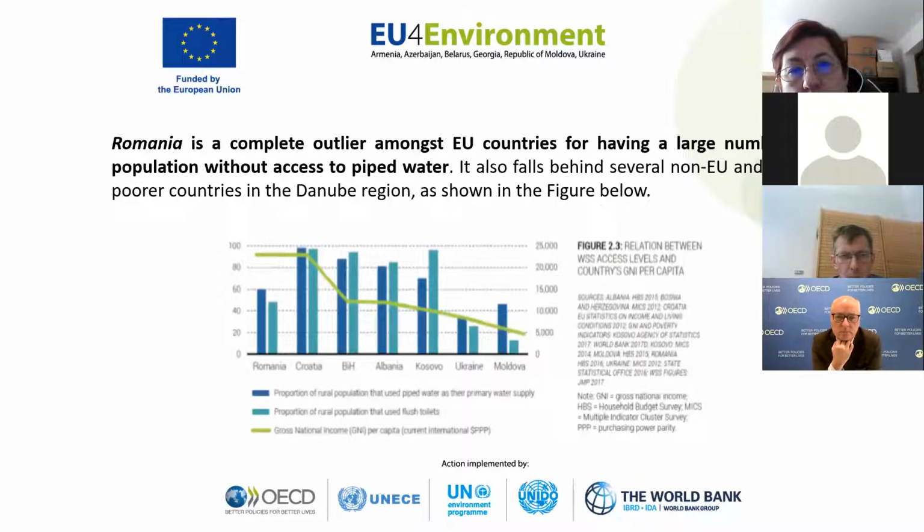And if we compare Romania to other countries in the region, we can see also that Croatia, Bosnia-Herzegovina, Albania, Kosovo, they are doing better than us. Only Moldova and Ukraine are behind us when we talk about connection of the rural population to piped water, flush toilets.